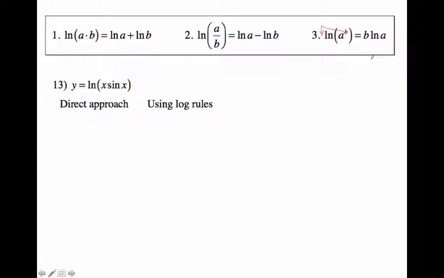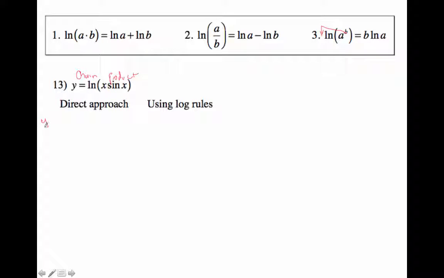All right, so let's look at number 13. We have the natural log of x sine x. Let's do this the direct way, using the rules that we just learned in this section. We have a natural log as our outer function, and then as our inner function we have x sine x, which itself is a product. So we kind of have a double dipper here in terms of rules. We're going to use the chain rule first, and then when we take our inner derivative, we're going to need the product rule. So here we go.